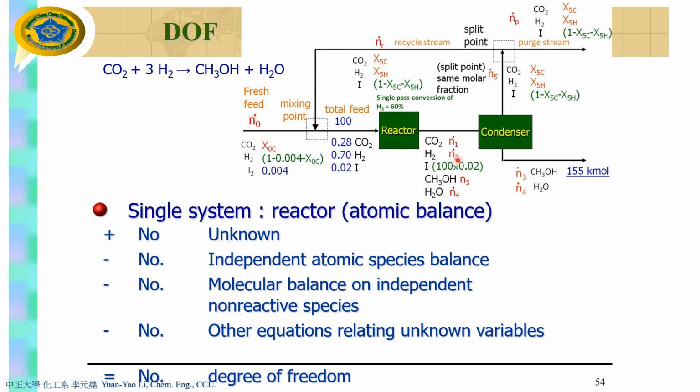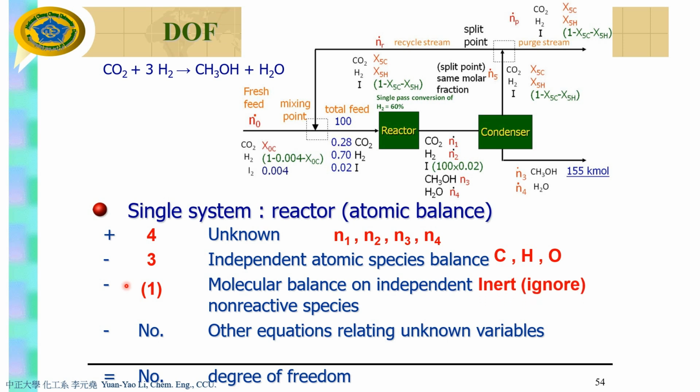4, right? N1, N2, N3, N4. 4. How many independent atomic species balances? In this chemical reaction, that will be 3, right? Carbon, hydrogen, oxygen. How many molecular species balances? That will be 1, right?